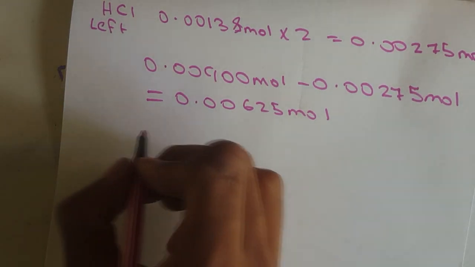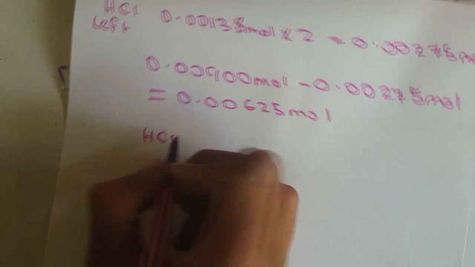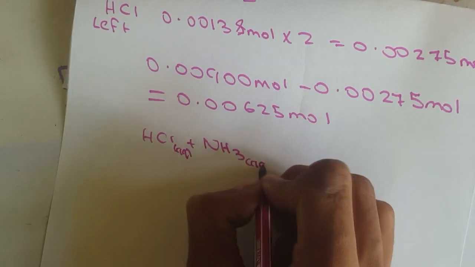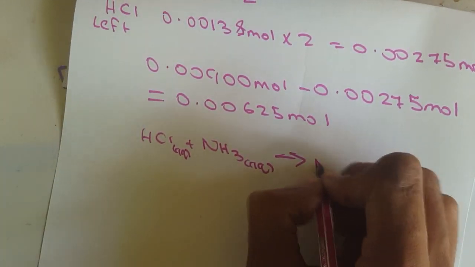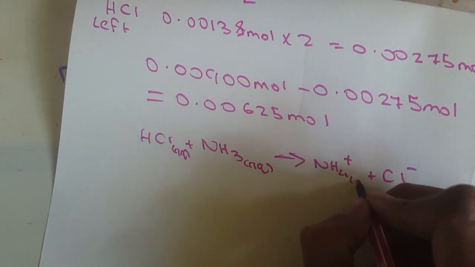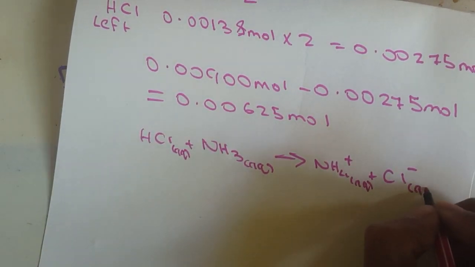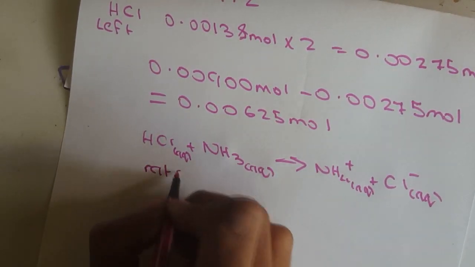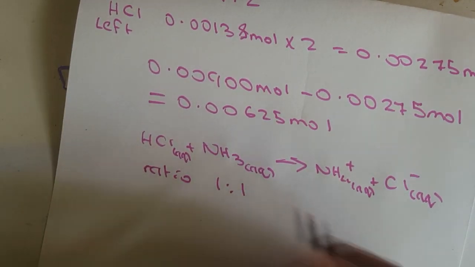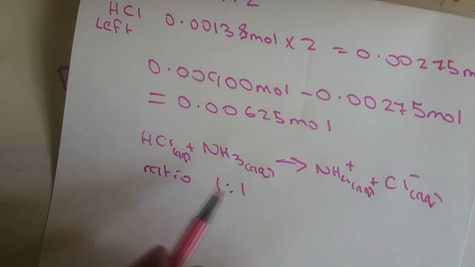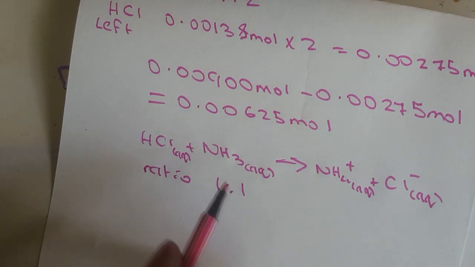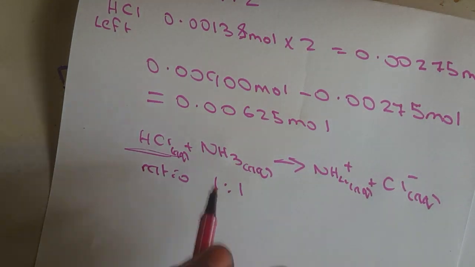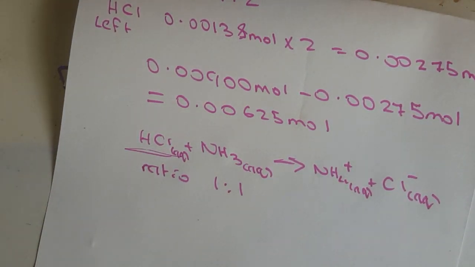So you can write down the equation for the reaction between hydrochloric acid and ammonia, which gives ammonium chloride. As you can see, the ratio is a 1-to-1 ratio, so we don't really have to do anything. If it required 2 lots of HCl to neutralize the ammonia, then you'd have to multiply by 2.